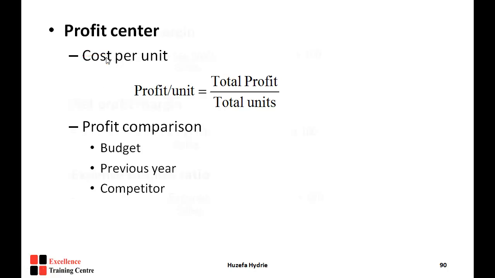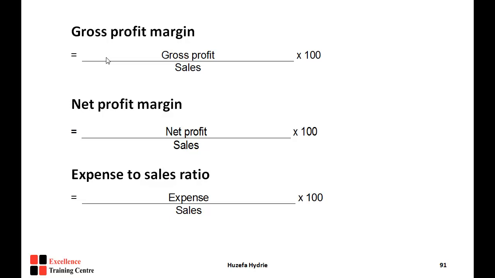Okay. Now, moving on further, we have again three ratios. Again, three ratios are there, and these ratios, the first one is known as the gross profit margin, second one known as the net profit margin, and the third one is the expenses to sales ratio. Now, talking about the first one, that is gross profit margin. The formula says gross profit divided by sales multiplied by 100. So it tells you that if your sales is, let's say, $5,000, how much percentage is going to gross profit? Or how much percentage of your total sales is represented by gross profit?